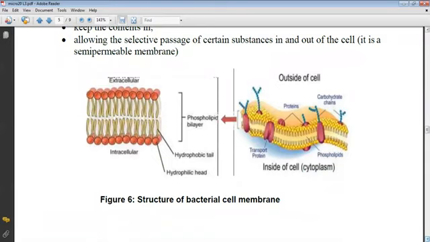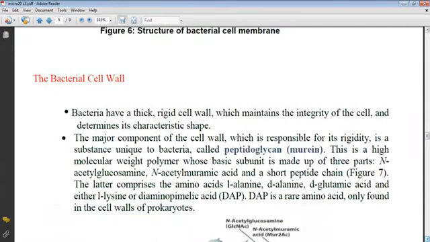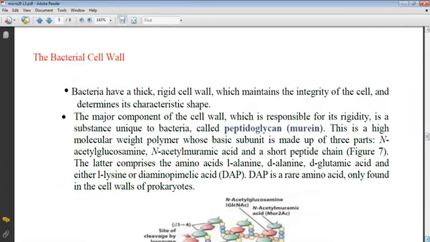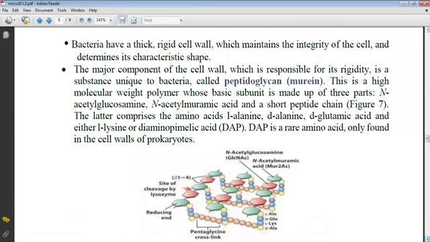واضحة تراتيبها مرة عليكم. أما البكتيريال سيل وول، بكتيريا have a thick rigid cell wall which contains the integrity of the cell and determines its characteristic shape. The major component of the cell wall which is responsible for its rigidity is a substance unique to bacteria called peptidoglycan or murein. This is a high molecular weight polymer whose basic subunit is made up of three parts.